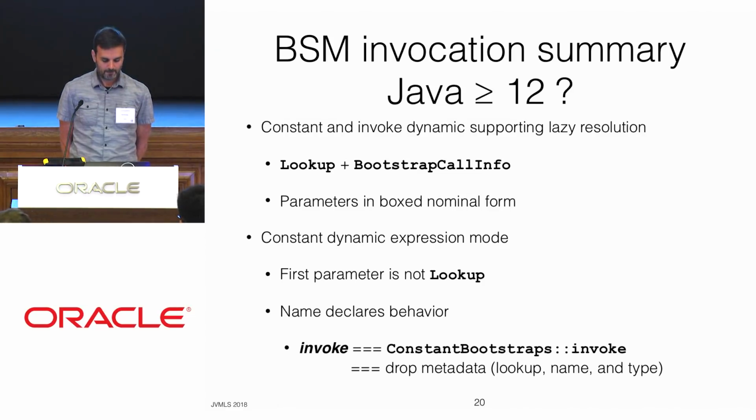So we have ConstantDynamic and Invokedynamic supporting lazy resolution, so that Bootstrap call info stuff I talked about can be applied to both Indy and Condy. And we could explore parameters in the box nominal form. So we can explore all that for both cases. And for ConstantDynamic, we can look at a new form which we call expression mode, when the first parameter is not a lookup and the name declares behavior. And we have one so far, ConstantBootstraps invoke, which effectively drops the argument. So that's what we're looking at now.